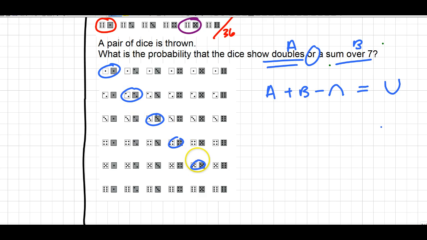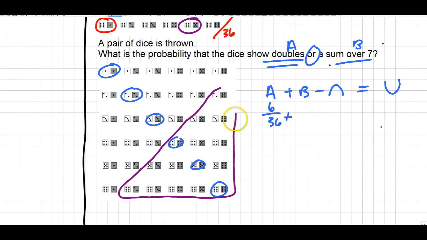There we go, and it looks like there are 6 of those. And then let's find event B, which is a sum over 7. So 7 is not included here. So I'm going to find where my 7s were, and I'm going to find everything bigger than that. So that ends up being, here's a 7, here's a 7, here's a 7. Everything below that is going to be higher than 7. So all the purple ones there are the ones that are going to count.